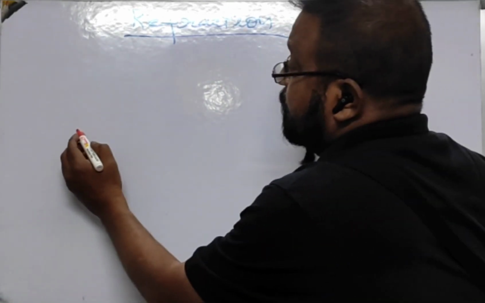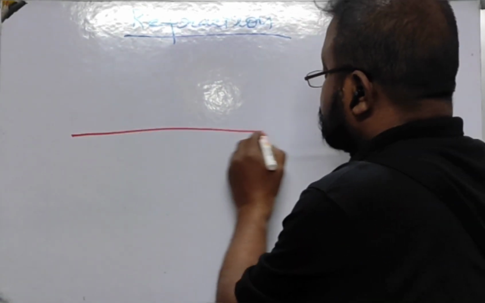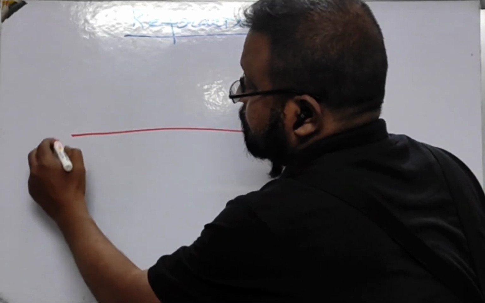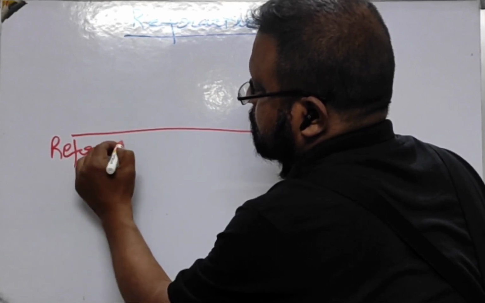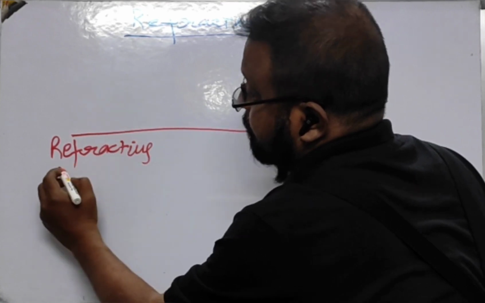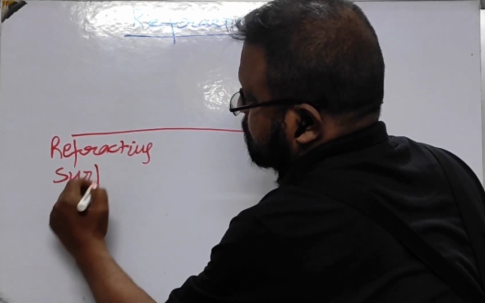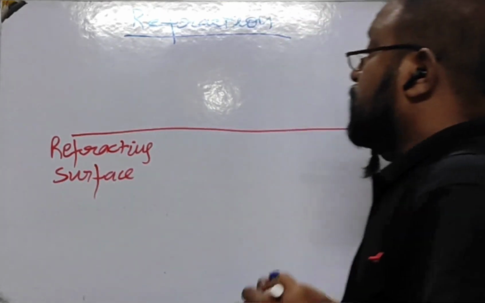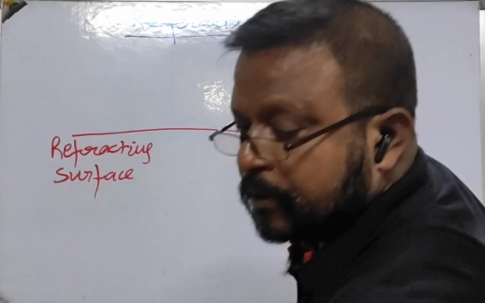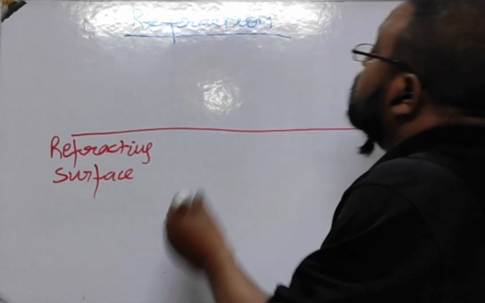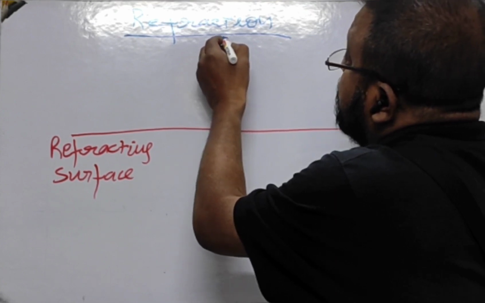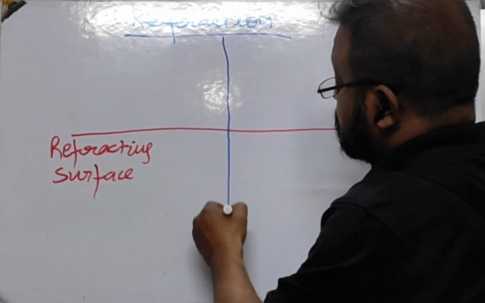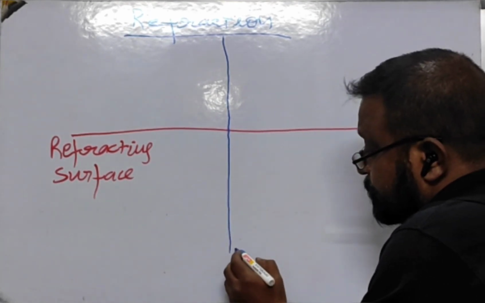Say this is a refracting surface, right? And the normal to the refracting surface is the line perpendicular to the refracting surface, known as the normal. This is the normal.